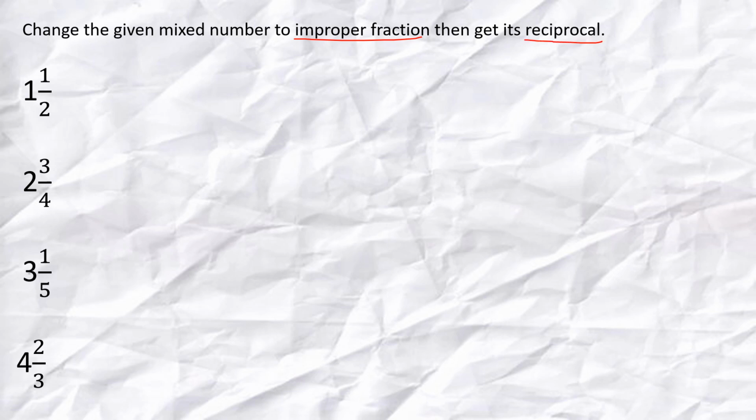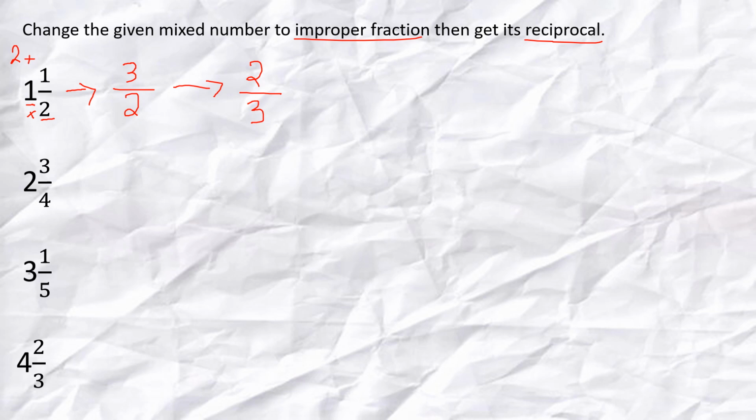To change this one into improper, we need to multiply the denominator to the whole number. So 2 times 1 is 2, and then add the product to the numerator. So 2 plus 1, that is 3. And then just copy your denominator, which is 2. To get the reciprocal, just flip it, put the denominator to your numerator, and then the numerator will become your denominator. So from 3 over 2, the reciprocal is 2 over 3.